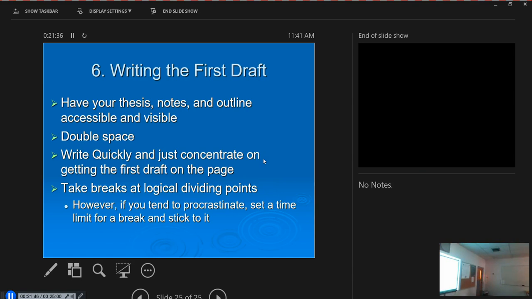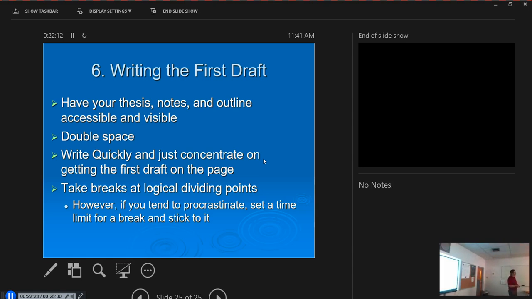Then we write the first draft. And after you write the first draft, you may have to go back two steps because your organization doesn't work or your thesis statement doesn't work. Okay, so when you're writing your first draft, have your thesis, notes, and outline accessible and visible. Now, for you guys, since you're going to be writing your rough draft online, you'll have to just show all this stuff to the camera. You can't have a full rough draft before you start working on it on camera, but you can certainly have an outline, notes, thesis statement, etc.